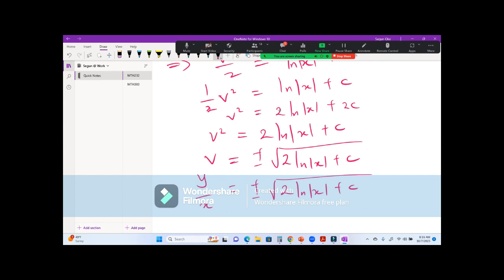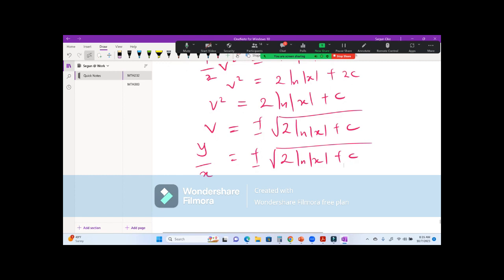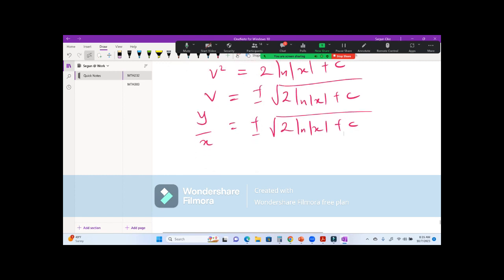So at the end of the day, what do I need? I need my y. So I multiply both sides by what? X. So when you multiply both sides by x, you have y equals x, plus or minus. No, you take it to the other side. Remember, this plus or minus will come here, square root of 2 ln x plus c. So that's your final answer. Any question?